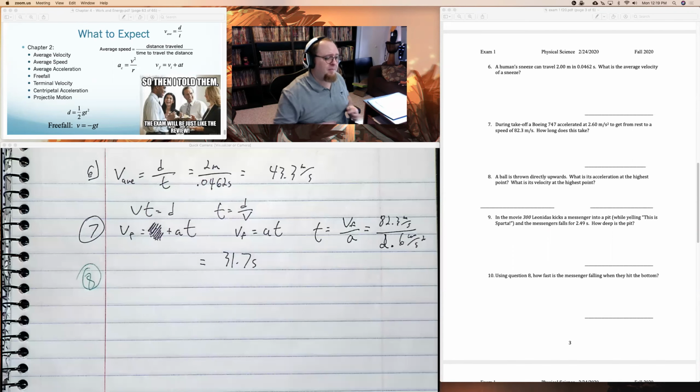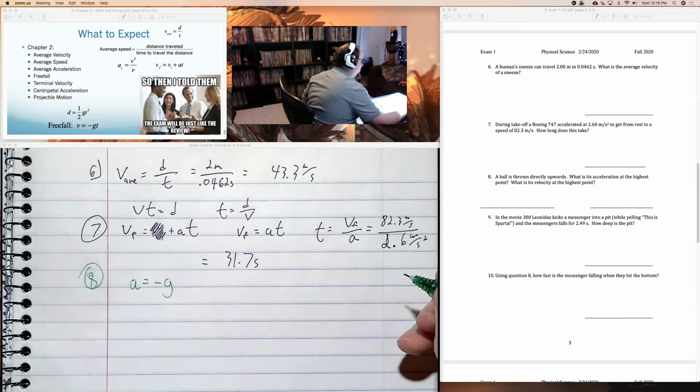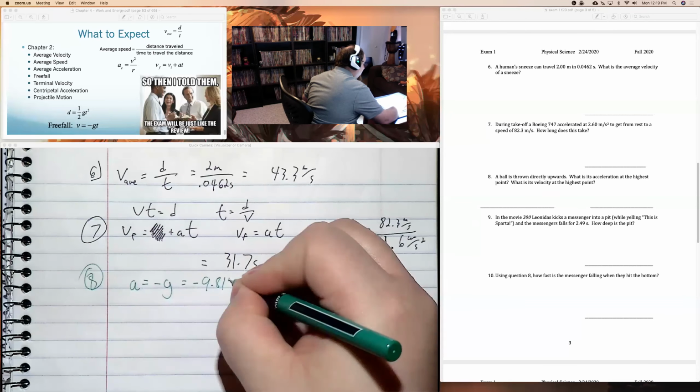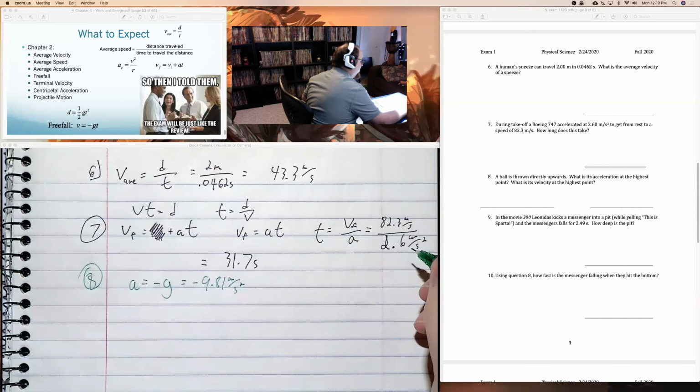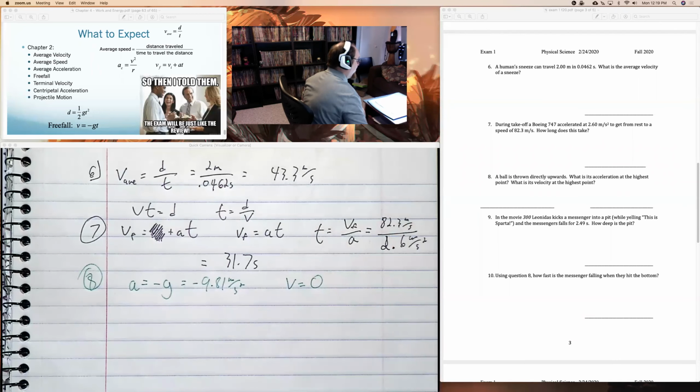This one says a ball is thrown directly upwards. What is the acceleration and velocity at its highest point? Anytime something is in the air, the acceleration is negative g. I would also accept negative 9.81 meters per second squared. At the highest point, your velocity is 0.